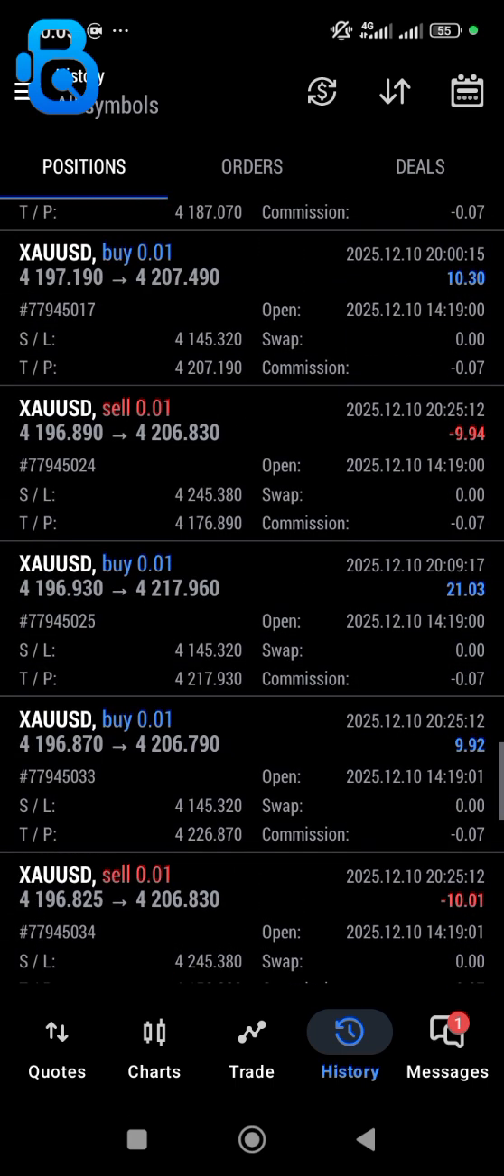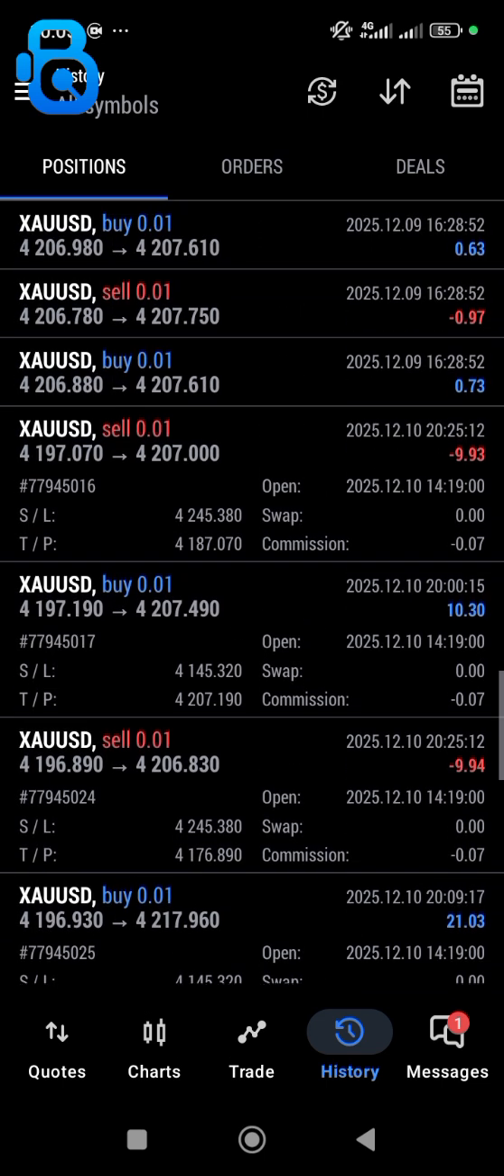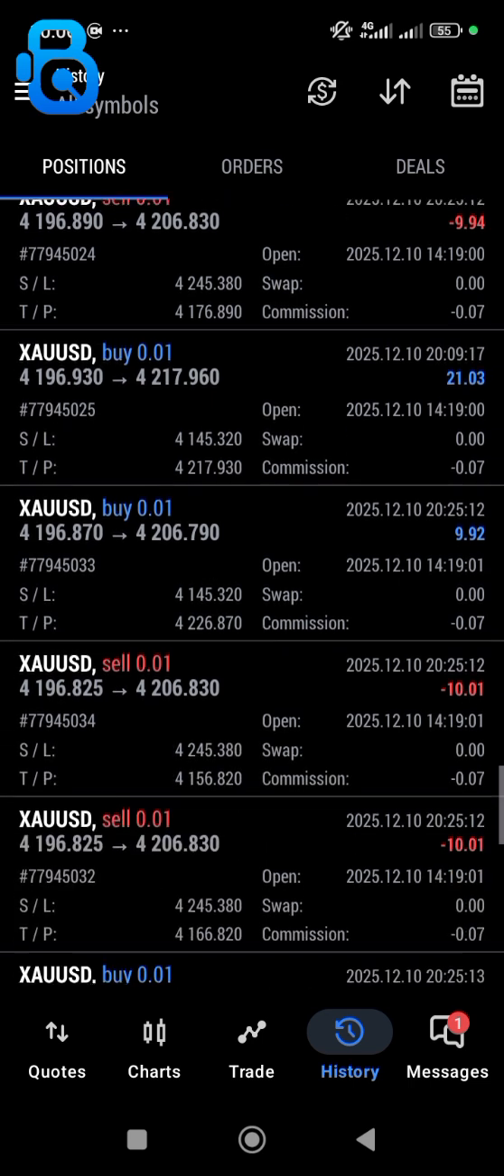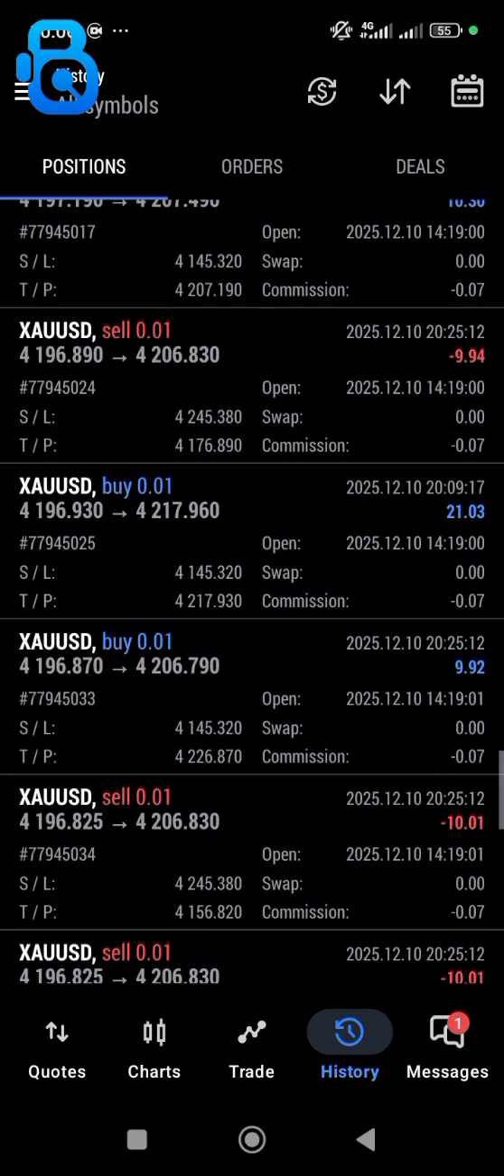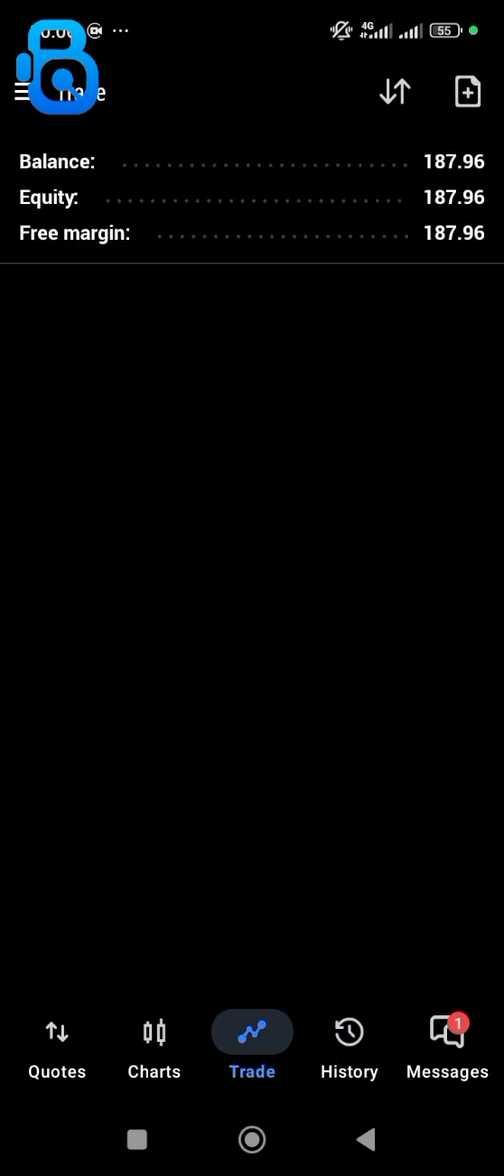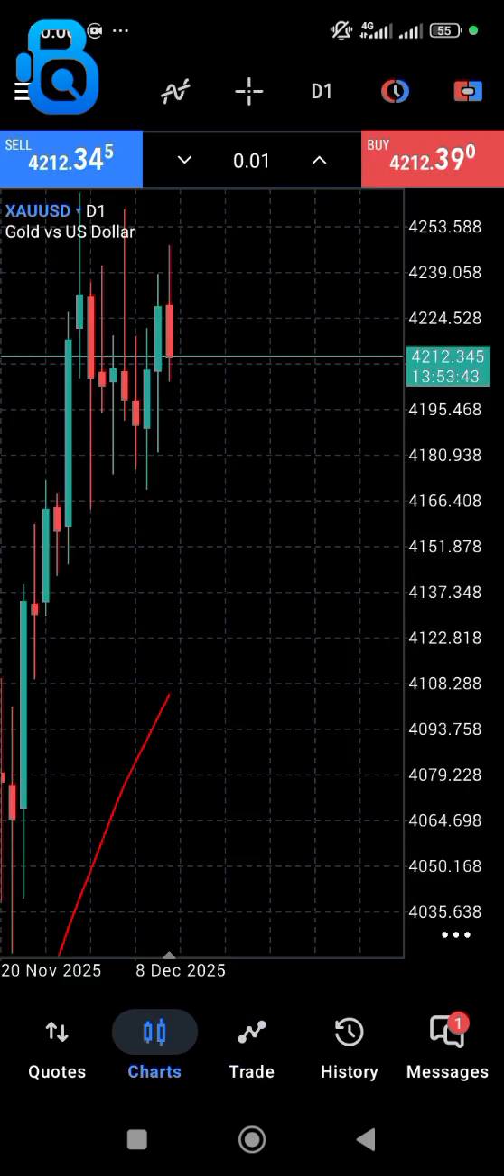So you can see my history that it took out my first buy, took out my second buy, then the price came down to 4206. That's when I closed out from all of them and I was in a $10 profit, which resulted in shifting my balance from 176 to 187. So that's what happened yesterday and I was in profit. Today the market is 4212.